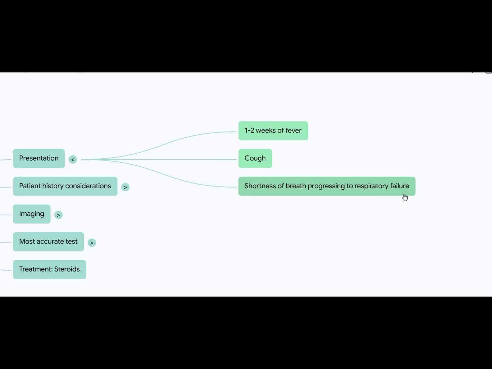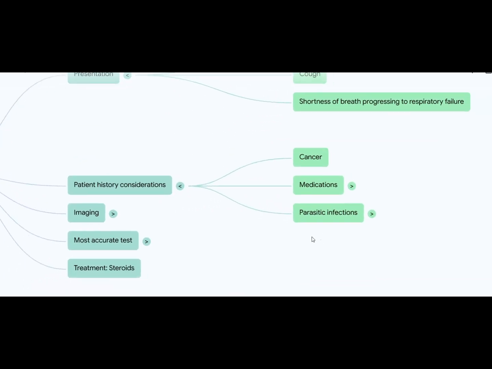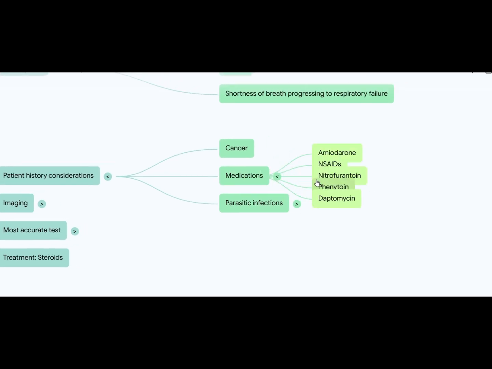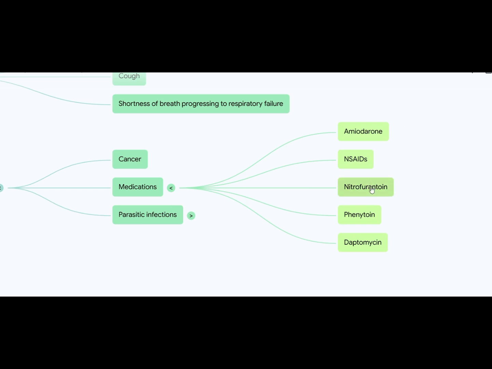Oh, wow. And here's where the detective work really comes in. The patient's history is packed with potential clues. Like what sort of things? Well, you'd be looking for maybe an underlying cancer or exposure to specific medications, things like amiodarone, NSAIDs, common anti-inflammatories, nitrofurantoin, phenytoin, even daptomycin. Quite a list.